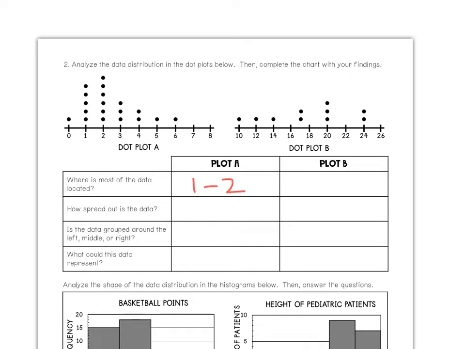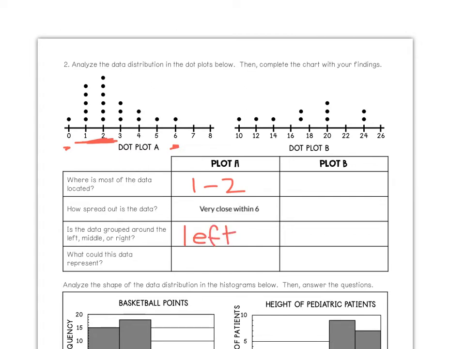Let's stick with dot plot A. How spread out is the data? Well, my lowest is 0 and my highest is 6. So that's not very spread out. So we're going to write very close within 6. The next question asks, is the data grouped around the left, the middle, or the right? Well, again, as we looked, we said it was between 1 and 2, which is over here. Most of my data is over to the left.